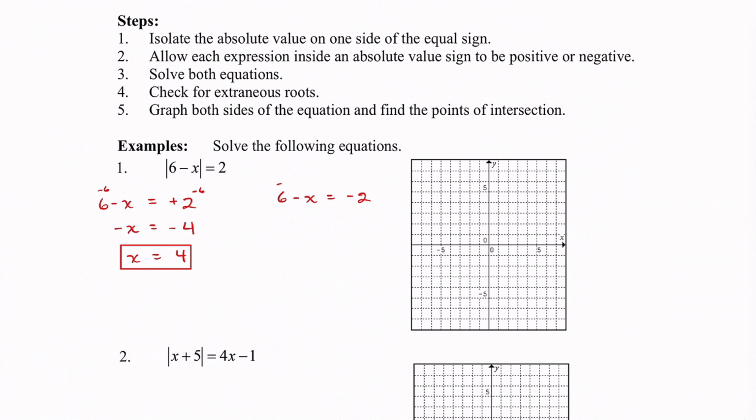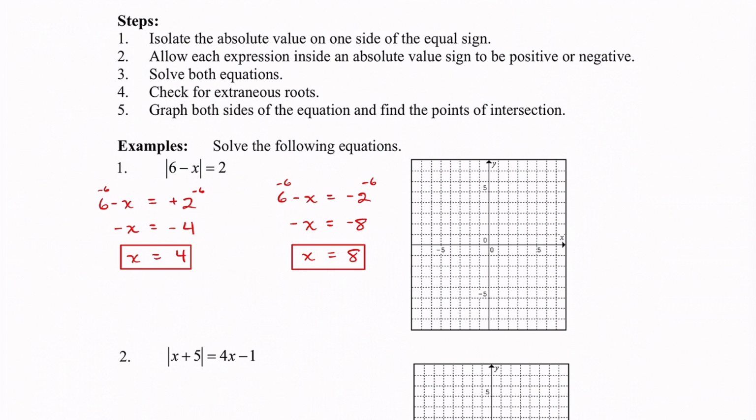For the other one, we can minus 6 again with that one. Minus 6. Those 6's will cancel on the left. And then I have minus 2, minus 6 on the right. So that's just negative 8. And then divide both sides by a negative. So I get x equals 8.